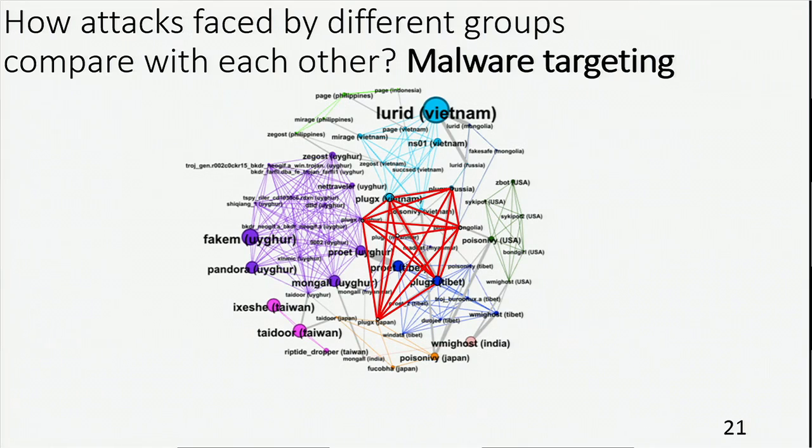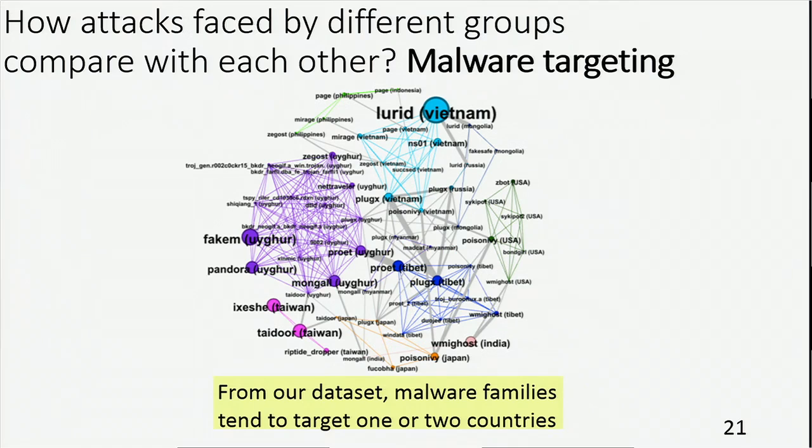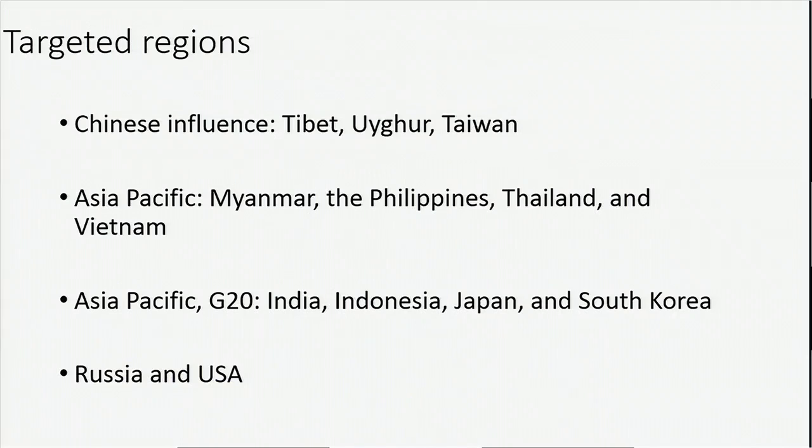Now, another way to look at this is, even if malware is affecting more than one country, which in most cases we see is only a handful, is it affecting countries in the same region? So we came up with what we thought were somewhat natural groupings based on what we observed. So Chinese influence for Tibetan, Uyghur, and Taiwanese populations, Asia Pacific, those that are not in the G20 and those that are, and then Russia and the US as well.